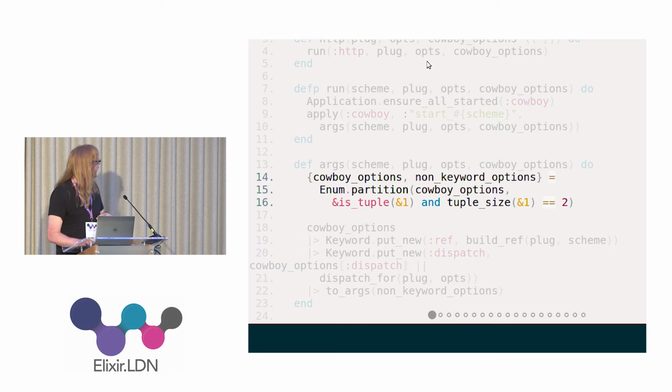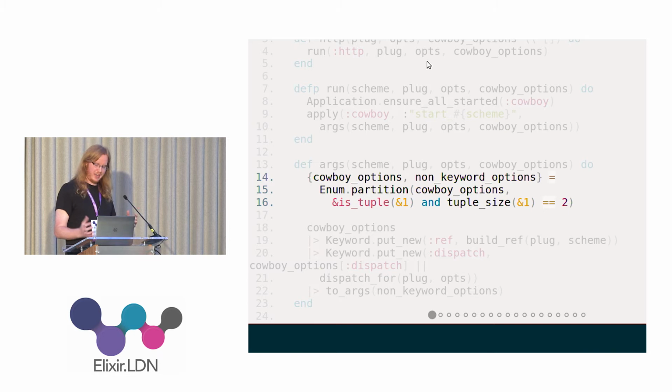So in Elixir, for options, we've got keyword lists, which are quite nice. You can just write the keyword, colon, and then the value. But in Erlang, we don't have this. In Elixir, keyword lists are implemented as lists of pairs. So with that knowledge, what's happening here is it's looking for all tuples of size 2 and extracting those into one variable, which is your keyword arguments. And then everything else is the non-keyword arguments.